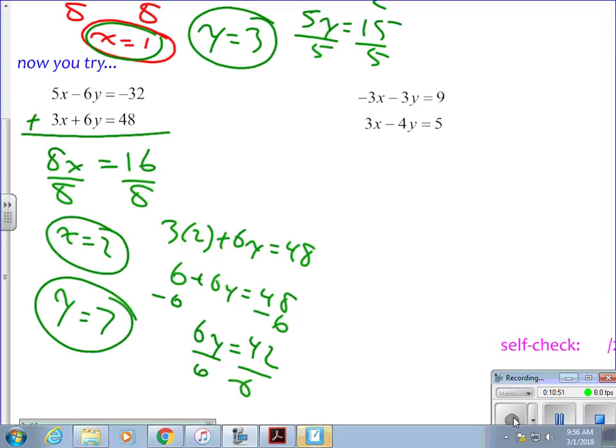Okay. Second one. Negative 3x, positive 3x. Once again, add them together. Negative 3 plus 3, gone. And negative 3y plus negative 4y, negative 7y. 9 plus 5 is 14.